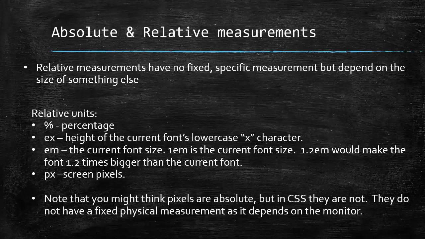The final relative measurement is PX, and this refers to screen pixels. Now, you might be thinking that screen pixels are absolute, but in CSS they're not, because they don't have a fixed physical measurement, as it will depend on the monitor or the screen in which the web page is being viewed. So we have 4 relative units: percentage, EX, EM, and PX. Now, just to try and help you get a grip of these different units, in the next video I'll show you examples of using them in CSS.